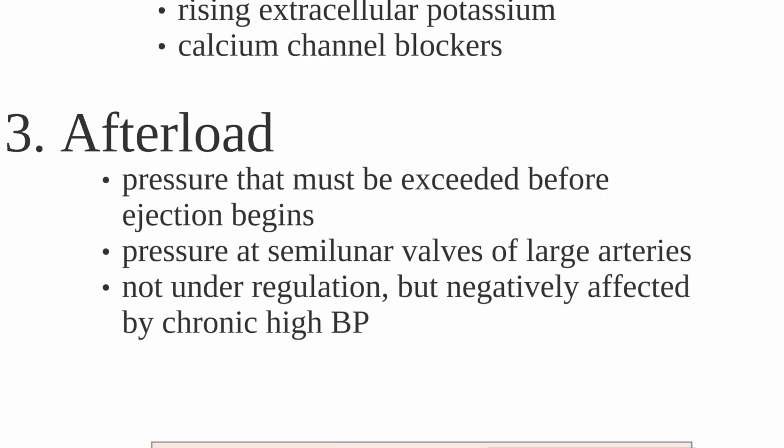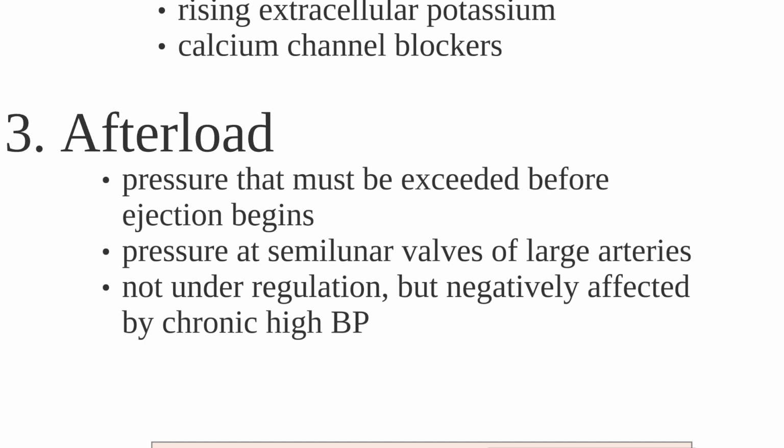Afterload is the pressure that's on the other side of the semilunar valve that has to be overcome before the ventricle can eject blood. Now, the word sounds similar to preload, but they're very, very different concepts. They're not related whatsoever. Now, if the pressure in the aorta, for instance, is 135 millimeters of mercury, then the pressure in the ventricle has to build up to that level before it can even open the aortic valve, which is going to compromise how much can be ejected from the ventricle in that time period. There's not really a way to regulate afterload. More, it's a negative effect on cardiac output.